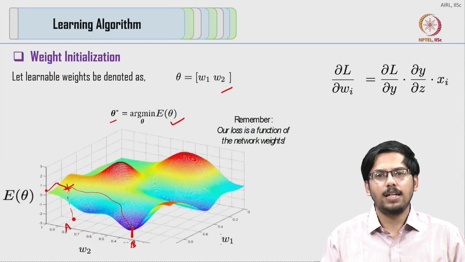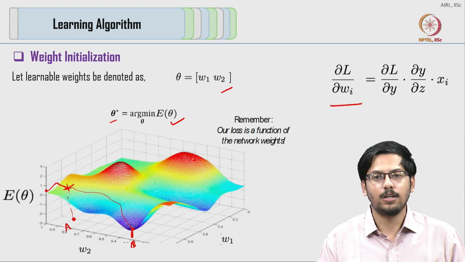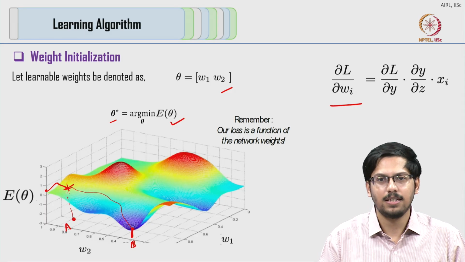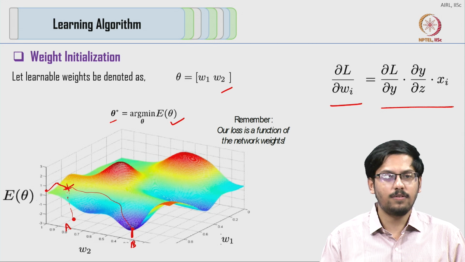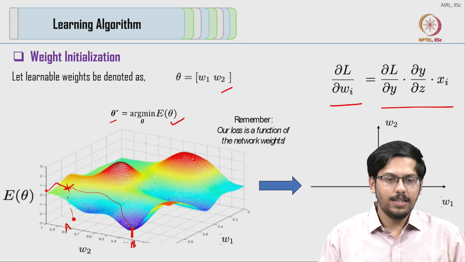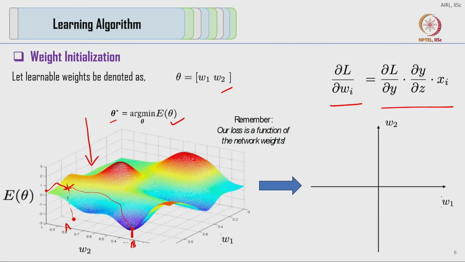Now if we relate it to dou L by dou W, which we saw in the previous slides, we can write this equation. What we want to observe in this particular graph is to project the value on the weight axis. So we are looking from the z axis and looking at the axes which are W1, W2.